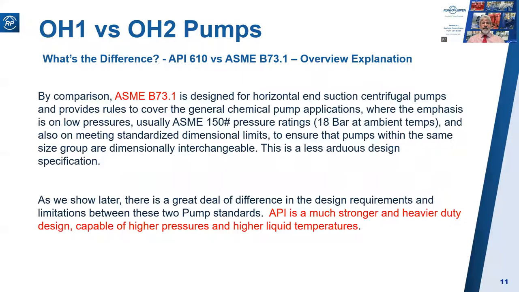By comparison, ASME B73.1 or ANSI B73.1 is for horizontal end suction centrifugal pumps in chemical pump applications. And the emphasis is on low pressure ratings, 18 bar at ambient temperature. And also, and this is quite important, on meeting standardized dimensional limits to ensure that pumps within the same size group are dimensionally interchangeable. The idea is that you can swap out, for example, a Gould bare shaft pump for a Flowserve pump, knowing it will fit seamlessly into the footprint and the performance will be very similar.